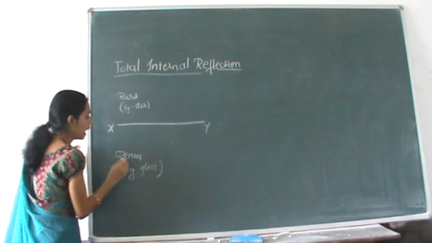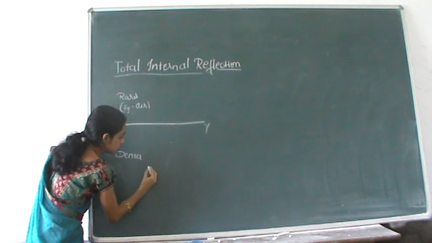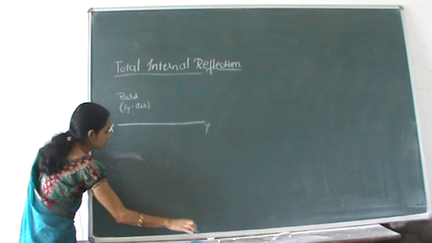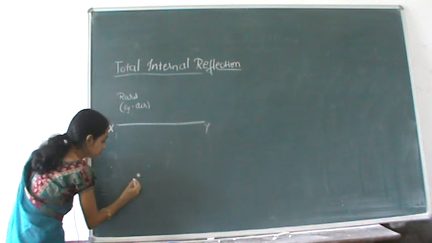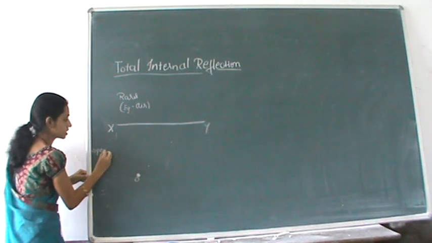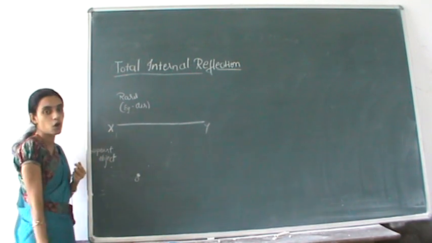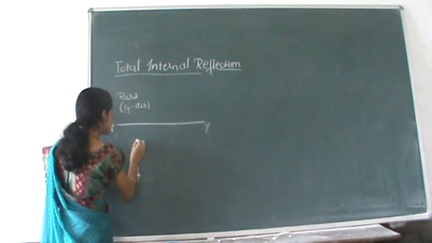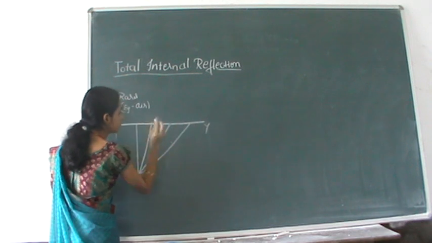Our object is present in the denser medium. O is our point object. This point object emits light, and this light travels in different directions.